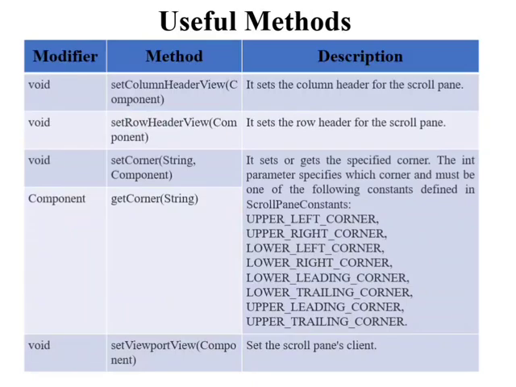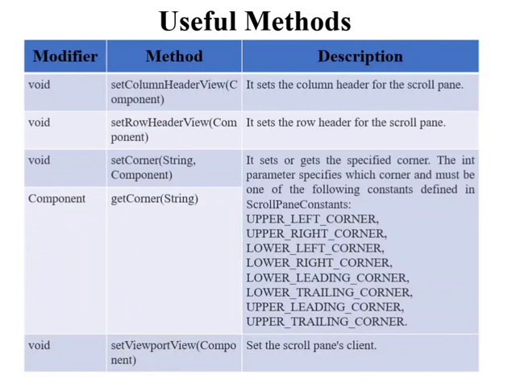Then next one is useful methods. First, modifier is void, method is setColumnHeaderView(component), that is it sets the column header for the scroll pane. Next one, modifier is void, and the method used is setRowHeaderView(component), that it sets the row header for the scroll pane.